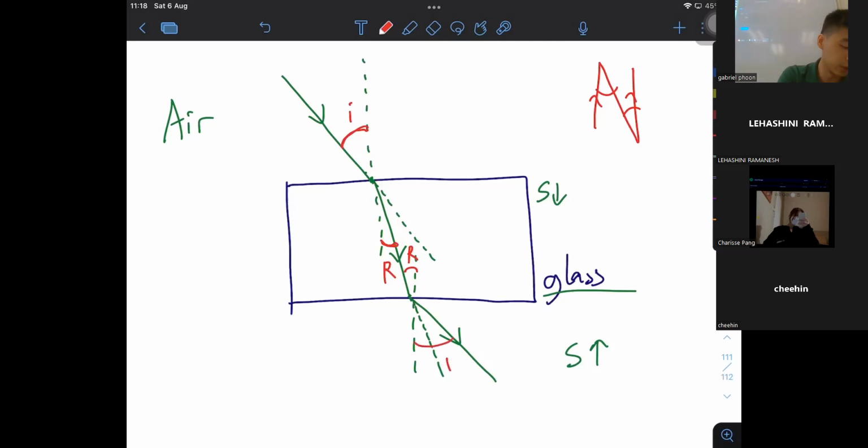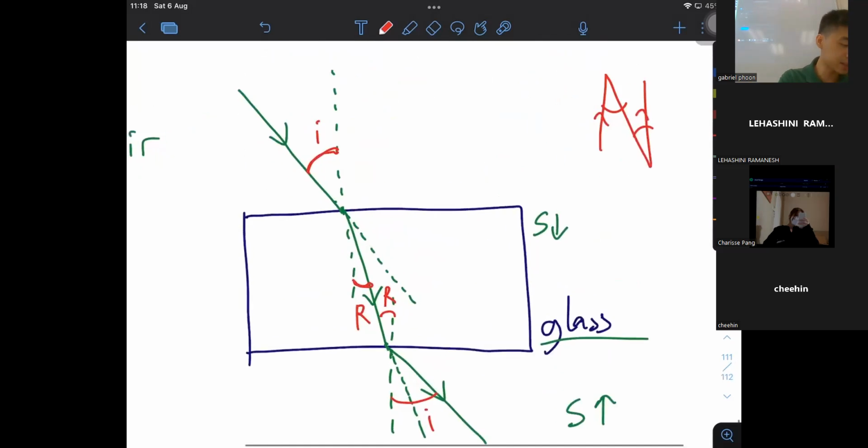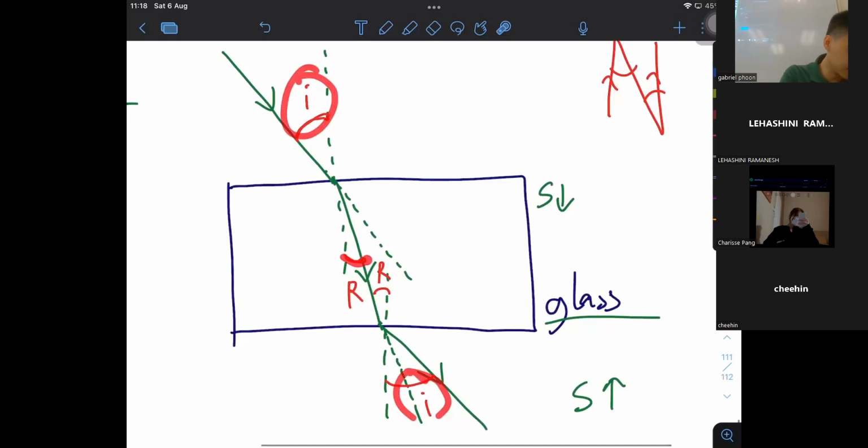That means to say this will be your incident angle as well. Guys, pay very close attention. This is very important. It is asked in many of your exams, guys. This angle and this angle is supposed to be the same thing. This angle and this angle is supposed to be the same thing as well.